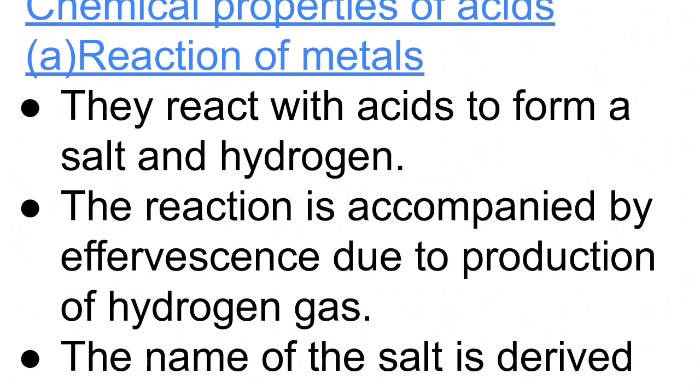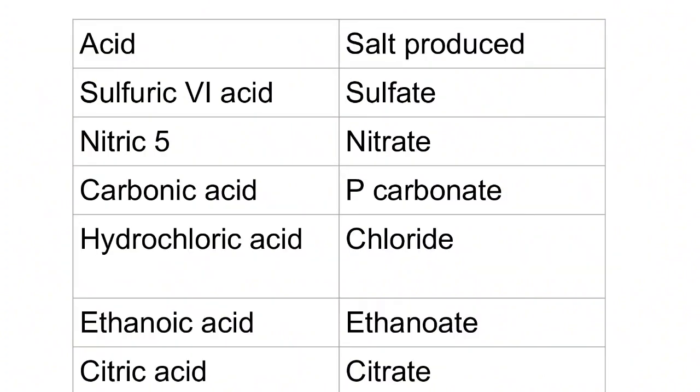And the name of the salt is normally derived from the acid used. For example, if you use sulfuric 6 acid, maybe react it with a metal to form a salt, that salt will be a sulfate. Nitric 5 acid will give us a nitrate. Hydrochloric acid will give us chloride. We have ethanoic acid which will give us an ethanoate. And we have citric acid which will give us citrate. We also have carbonic acid which will give us a carbonate. So the name of the salt will be derived from the acid which is used to make it.